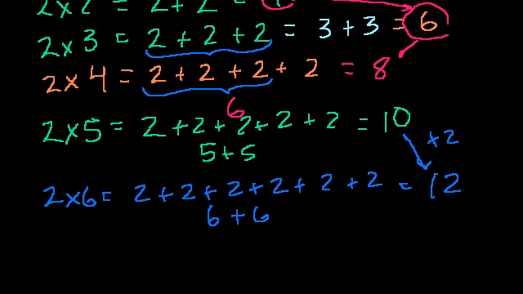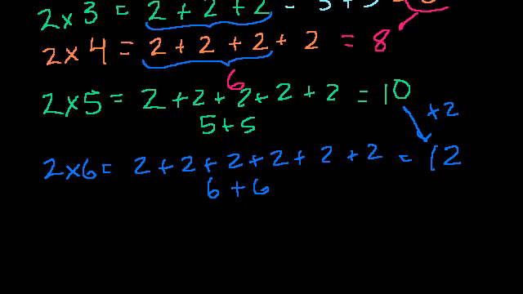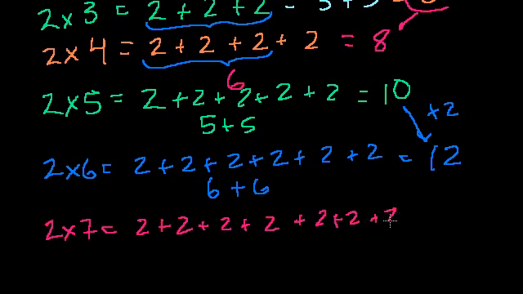Let's keep going. So 2 times 7 is equal to 2 plus 2 plus 2 plus 2, this is getting tiring, plus 2. Is that 7? 1, 2, 3, 4, 5, 6, 7. And that's the same thing as 7 plus 7, which you may or may not know is equal to 14. But you could just say that's going to be 2 more than 12. 12 plus 1 is 13, 12 plus 2 is 14.